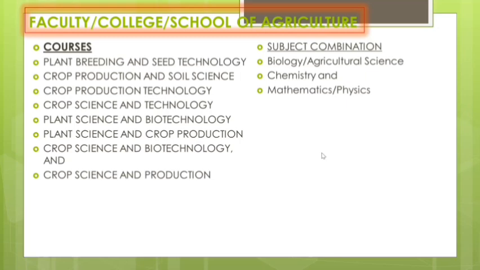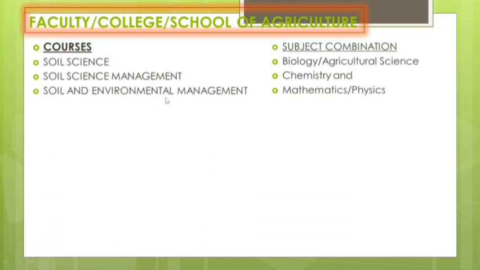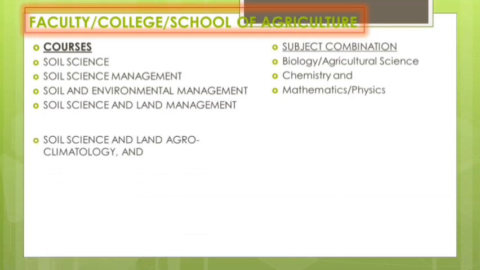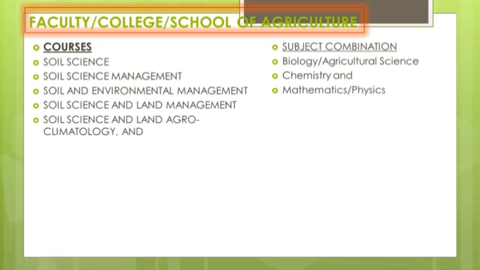You have to select biology or agricultural science depending on the one you are good at, chemistry and mathematics or physics, depending on the one you are good at, in addition to use of English that is compulsory for all candidates. Are you a candidate applying for soil science management, soil and environmental management, soil science and land management, soil science and land agroclimatology, and soil science and technology? These are your JAMB subject combination.